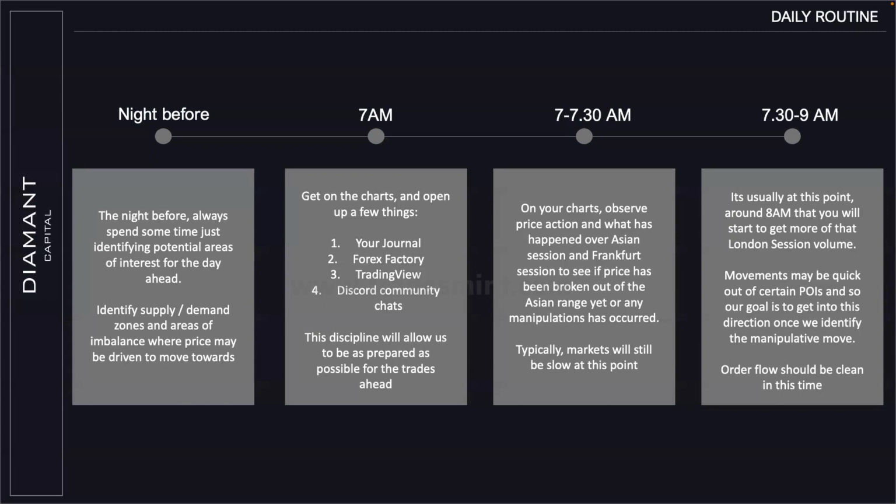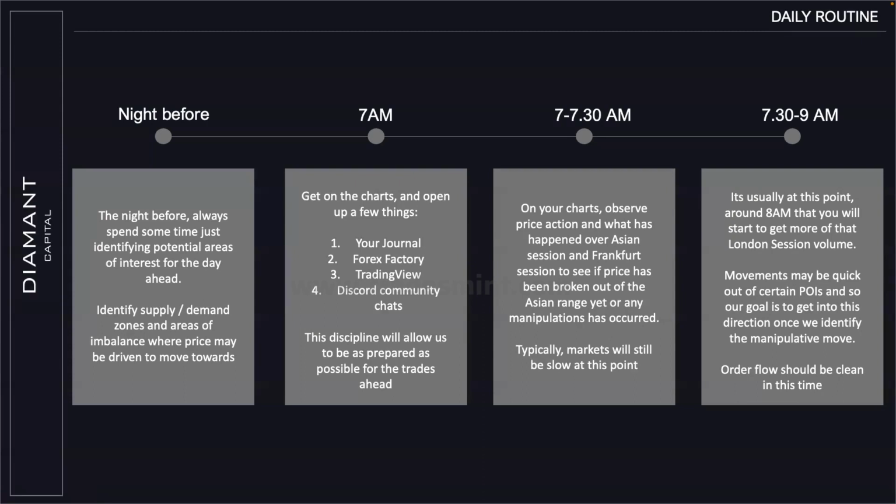Okay, so now we've got all the preparation ahead, out of the way, the night before and also in the morning. Now we're moving into 7 to around 7:30 a.m. So on your charts, observe price action and what has happened over the Asian session. Now, of course, when I'm talking about the daily routine, a lot of this is going to apply to the lower time frame strategy that we'll be talking about. But first things first is observe what happened over Asian session and Frankfurt session as well.